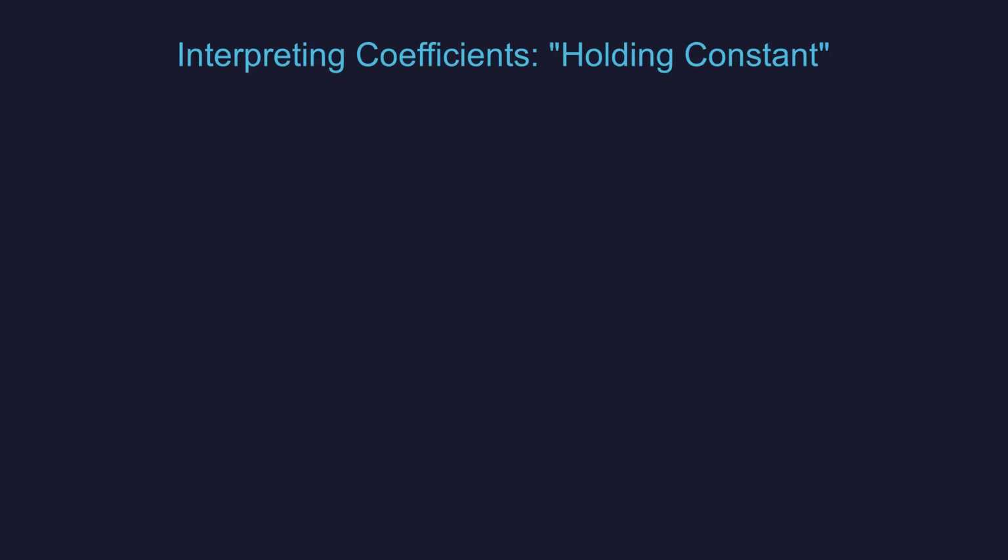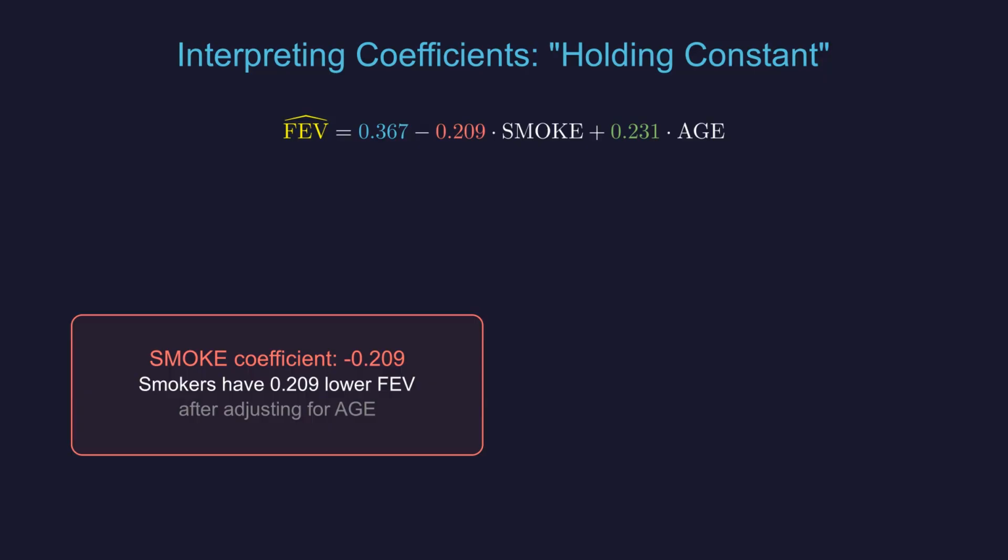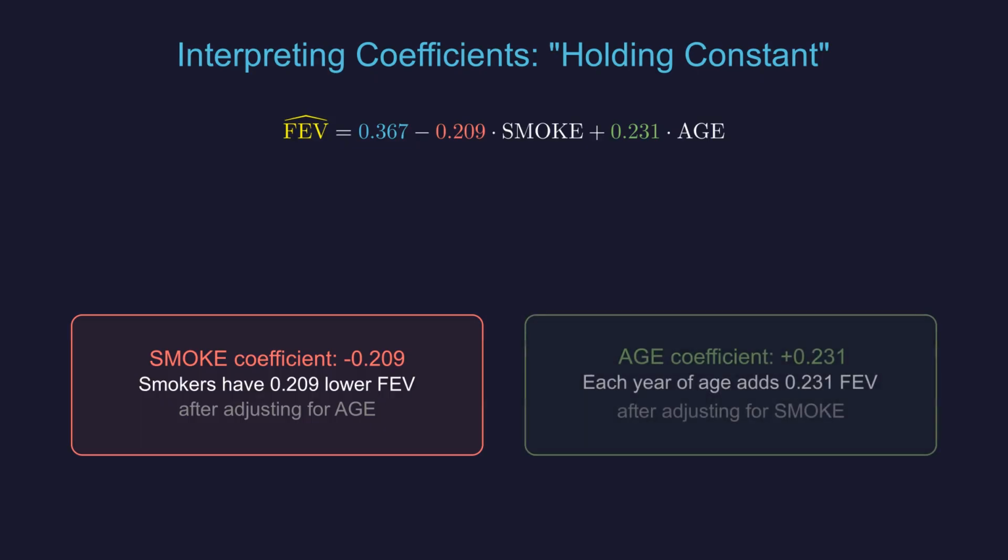The key to understanding multiple regression is interpreting each coefficient while holding other variables constant. Here's a real example from a childhood respiratory health study. FEV, forced expiratory volume, is predicted by smoking status and age. The smoke coefficient is negative 0.209, meaning smokers have 0.209 lower FEV on average after adjusting for age. The age coefficient is positive 0.231, meaning each additional year of age is associated with 0.231 higher FEV after adjusting for smoking status. The crucial phrase is holding other variables constant.